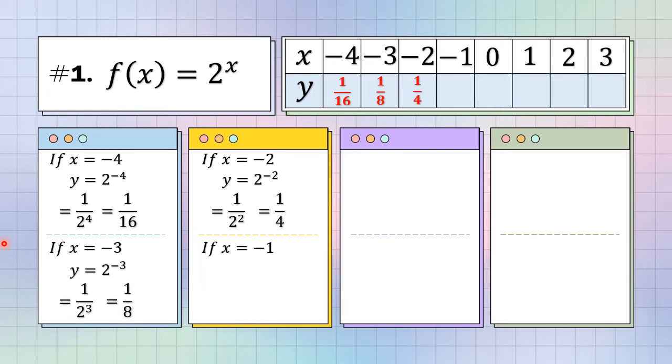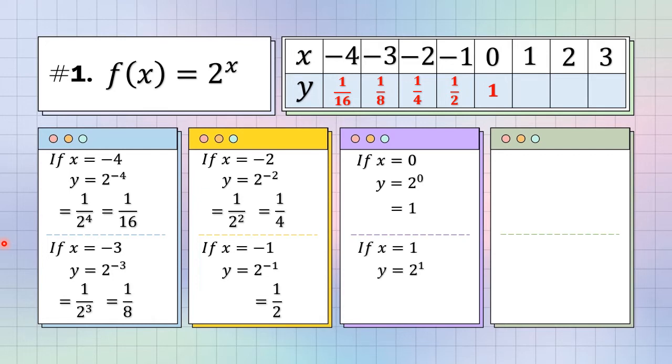If x is equal to negative 1, it will become y is equal to 2 raised to negative 1. And then the reciprocal of 2 will be 1/2. So the answer for this one is 1/2. Next is if x is equal to 0. So we'll have y is equal to 2 raised to 0. Remember that any number or variable raised to 0, the answer is always 1. That means if our x is equal to 0, then our y is equal to 1.